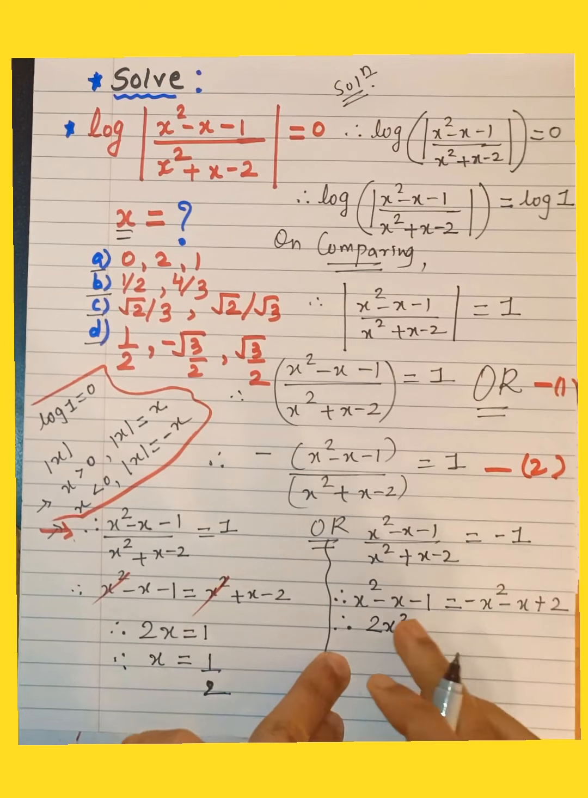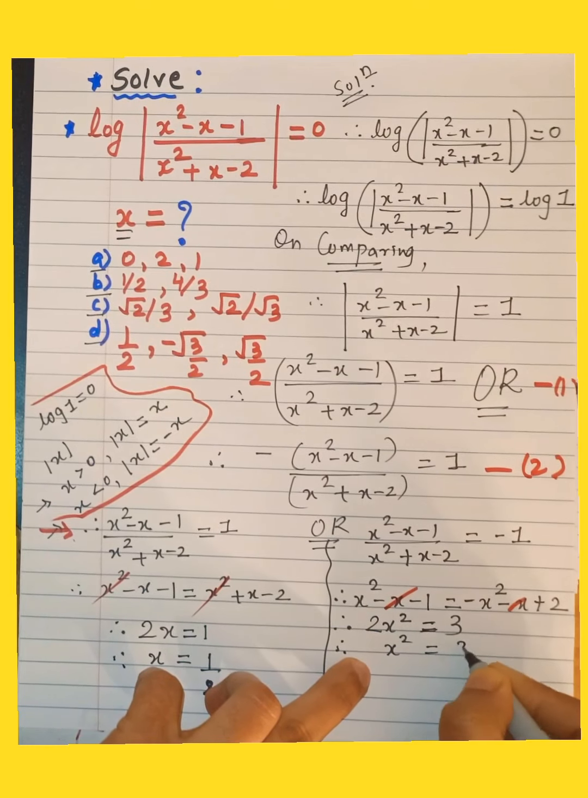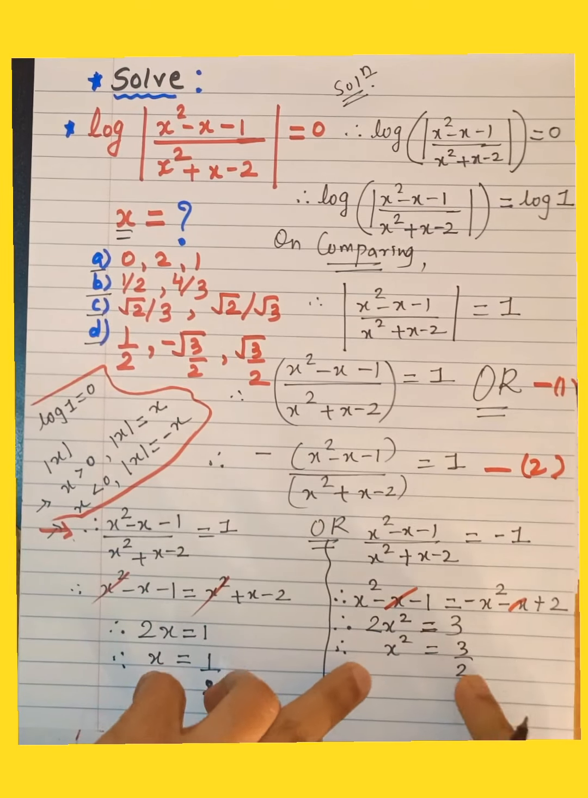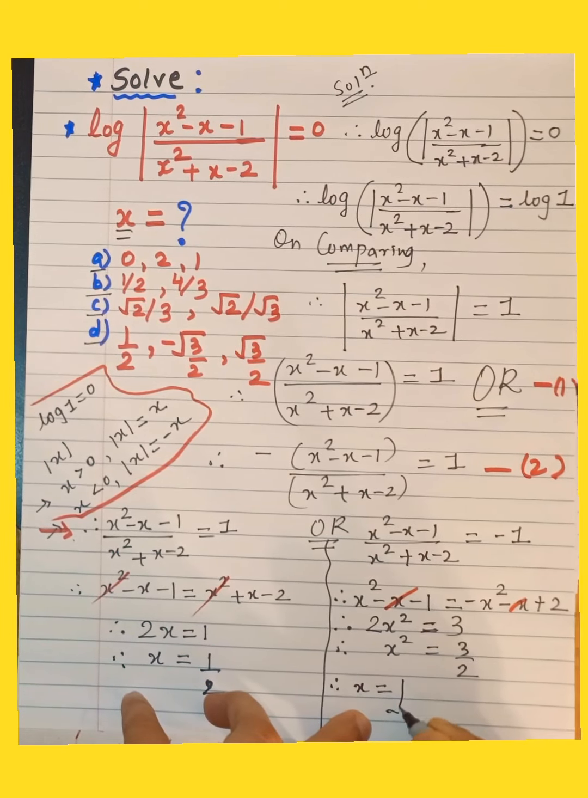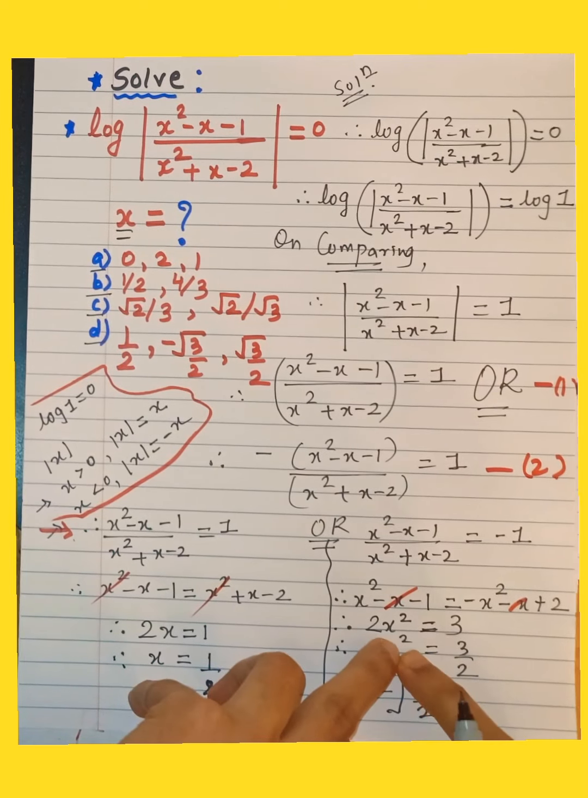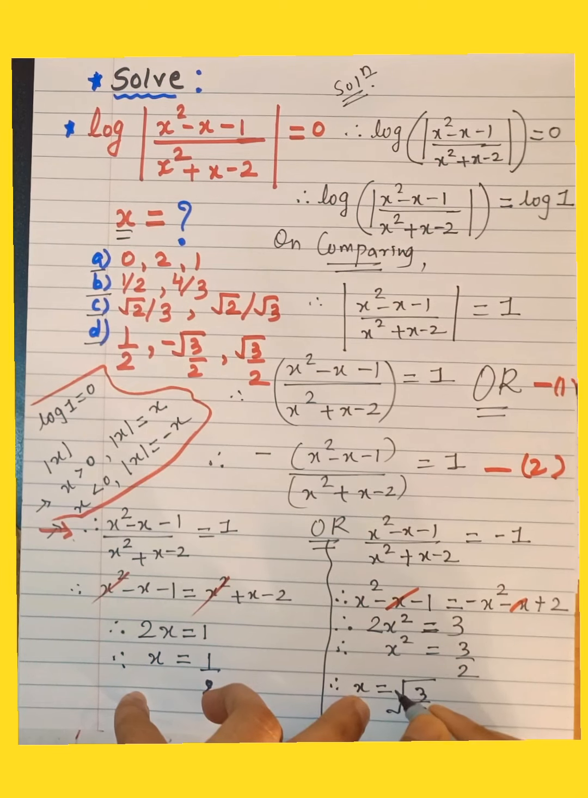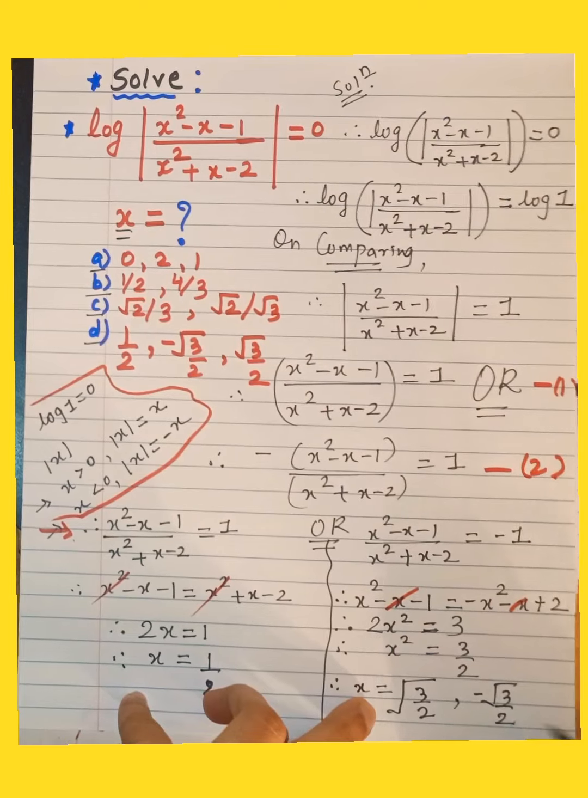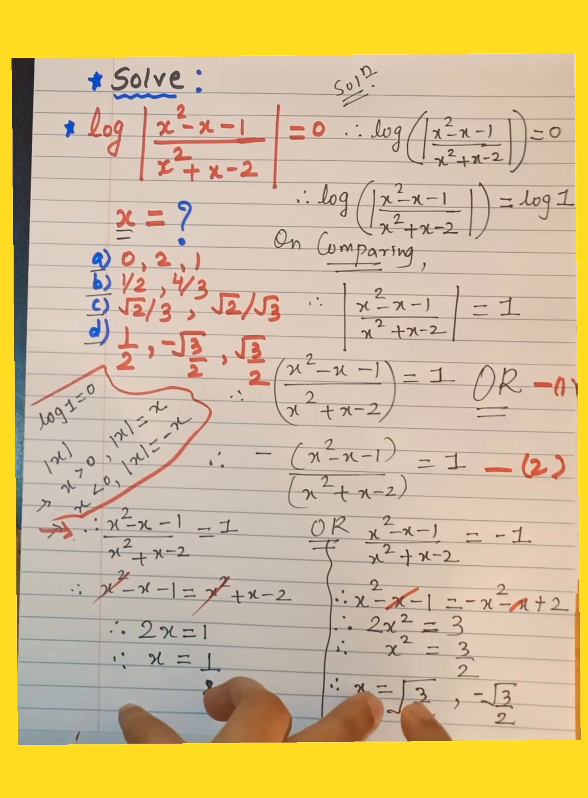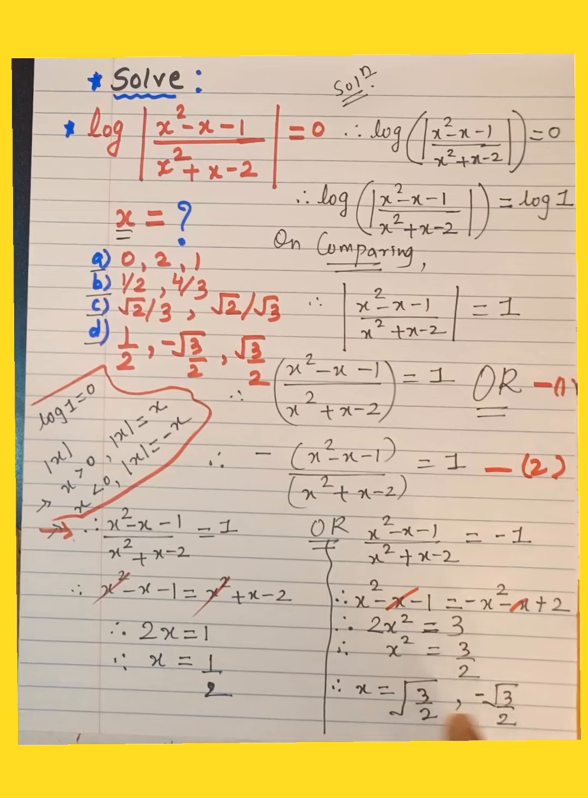So what I am getting is 2x square equal to 3. So our x square will be equal to 3 upon 2. Now this square, when you shift that side, it will become square root. So x is equal to square root of 3 upon 2. But whenever there is a square, we get two values, either positive or negative. So we have positive root 3 by 2 and negative root 3 by 2. So we have two values, root 3 by 2 and negative root 3 by 2. So this is our final answer.